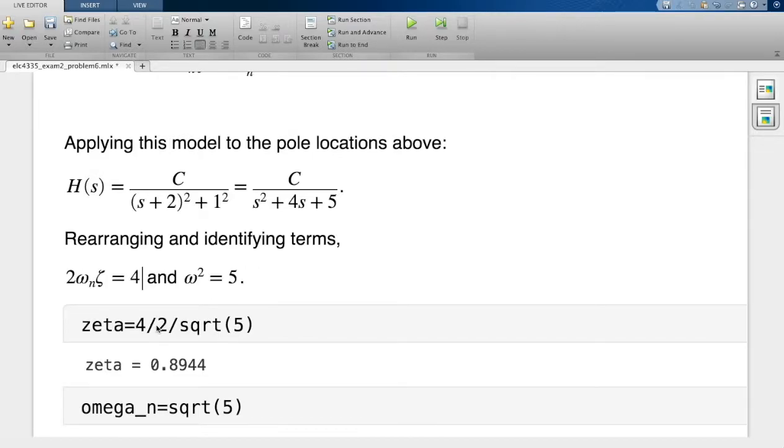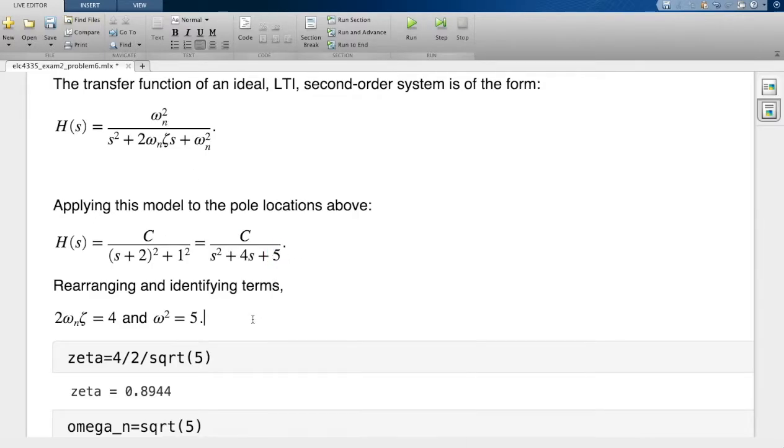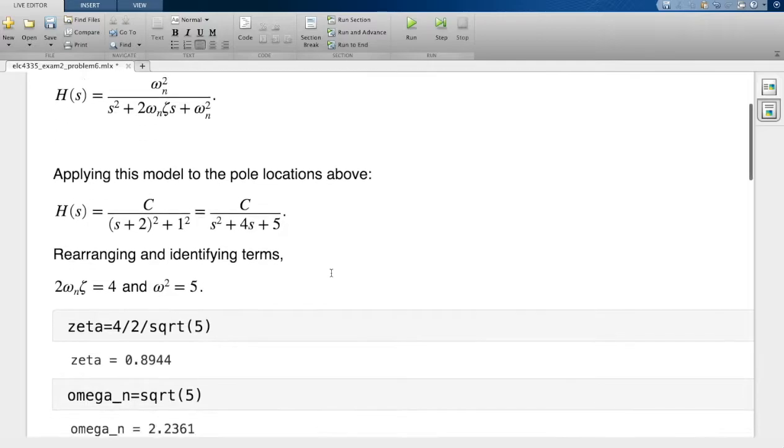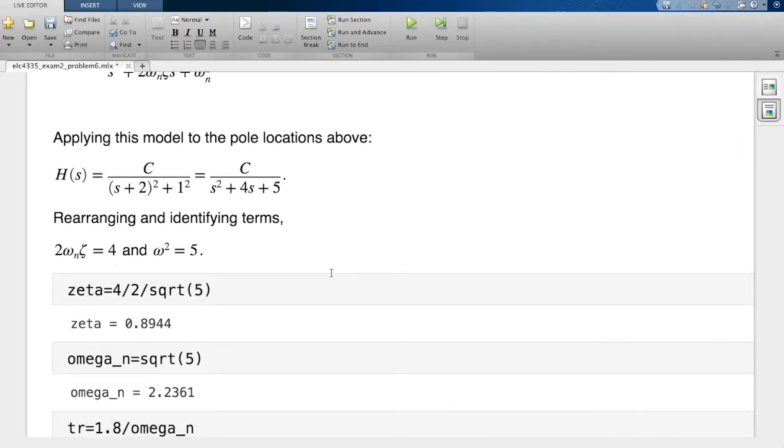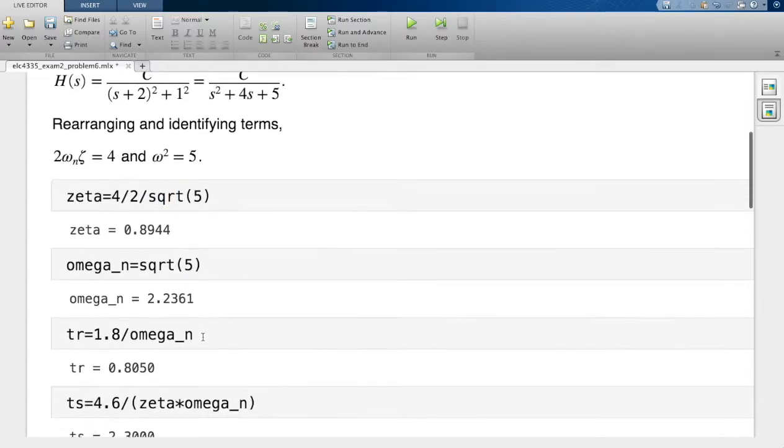parameters would be. Okay, so equating terms, we have 2 zeta omega n has to be equal to 4. And then we also know that omega n squared has to be 5. So we're just picking off terms and coming up with the equations there. All right, so plugging this in and solving for zeta in MATLAB, I get 0.8944. Sorry, I can't highlight that. And then omega n, we get square root 5.